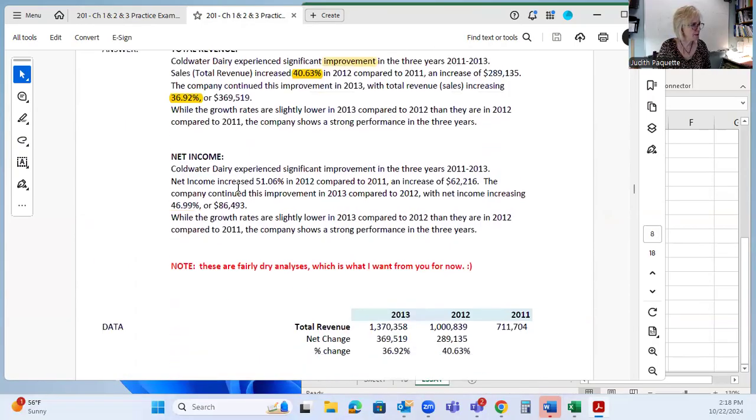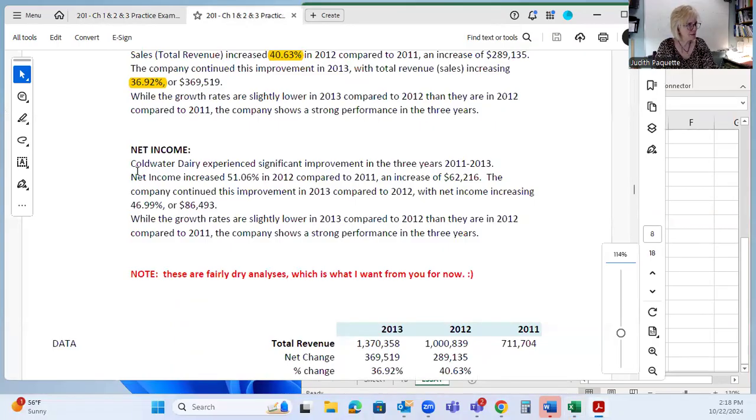We're looking at net income here, and you'll see those numbers again. Name the company. Coldwater Dairy experienced significant, favorable improvement in the 3 years. So you want a statement like that. That's your thesis statement. Now give me your evidence. Net income increased 51.06% in 2012 compared to 2011, an increase of $62,216. The company continued this improvement in 2013 compared to 2012, with net income increasing 46.99% or $86,493. That's your evidence. That's why we said it was good news.